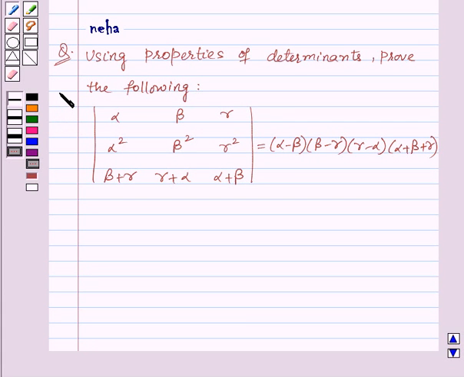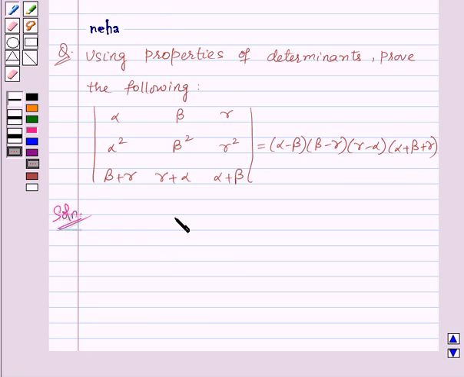Let us discuss the following question, which says, using properties of determinants, prove the following. That is, the determinant of order 3 by 3 with elements alpha, beta, gamma, alpha square, beta square, gamma square, beta plus gamma, gamma plus alpha, alpha plus beta is equal to alpha minus beta into beta minus gamma into gamma minus alpha into alpha plus beta plus gamma. Let's see its solution.